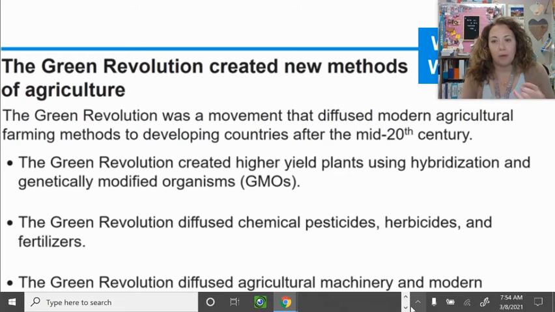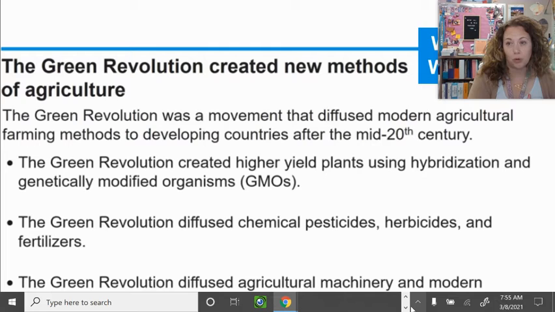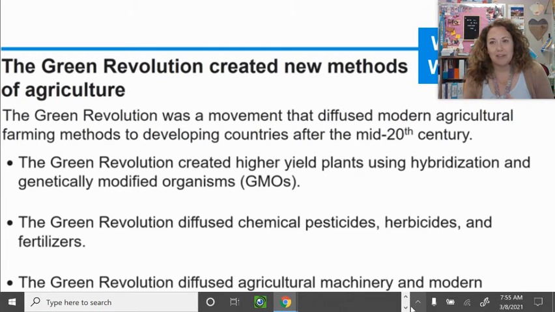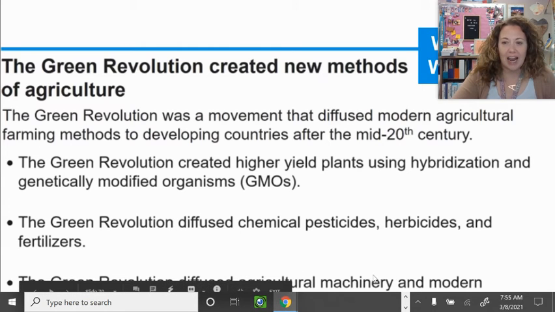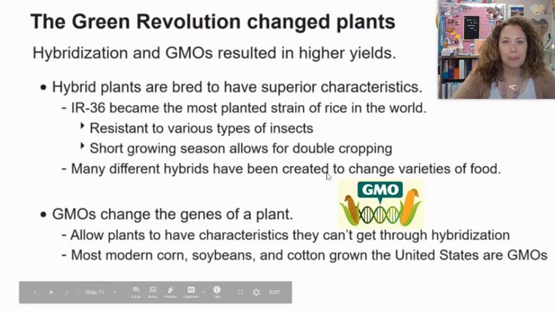The use of chemical pesticides, herbicides, and fertilizers sure has produced positives in the amount of stuff that's grown and keeping crops alive that may have previously been destroyed by some sort of pestilence. But the downside of this obviously is the use of these chemicals. What are the long-term and short-term effects of that on health and soil and whatnot? It diffused agricultural machinery and modern technology practices around the world.